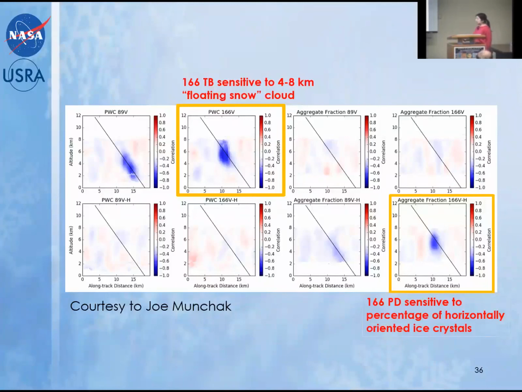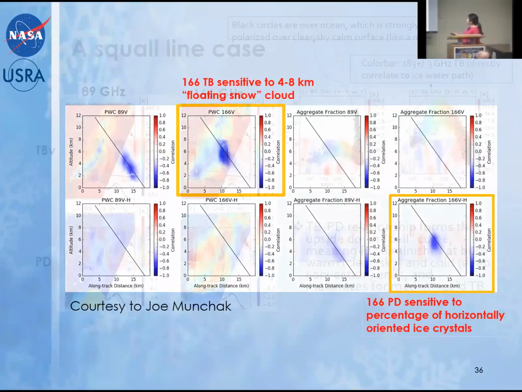This is not exactly a weighting function. This is just a response, showing you which variable is mostly sensitive to which parameter. So the PD is mostly sensitive to the orientation of the ice particles. That gives us the theoretical backup of what we see here.